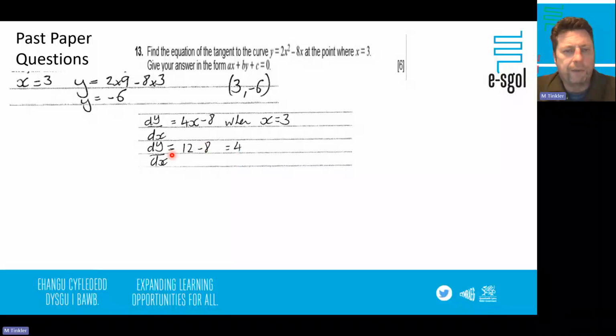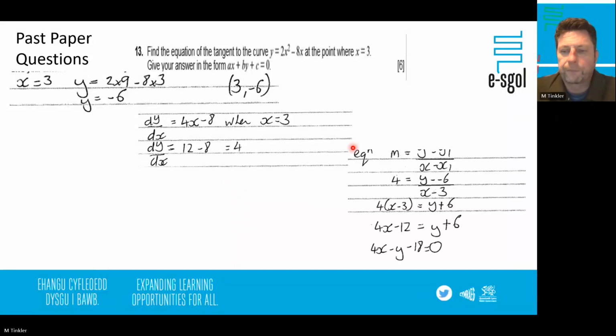I'm happy with quite my layout. I've written dy dx equals 12 minus 8 equals 4. I really should have written the line below dy dx equals 4. That will do for the day. And this is when you get used to the idea of m equals y minus y1 over x minus x1. Or, as I say, in your schools, you might well do y minus y1 equals m(x minus x1).